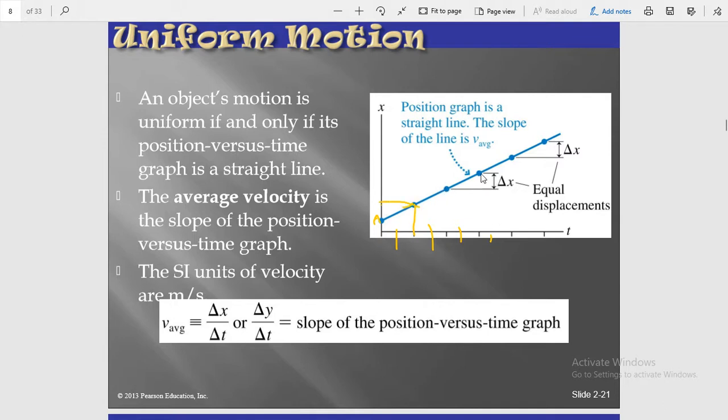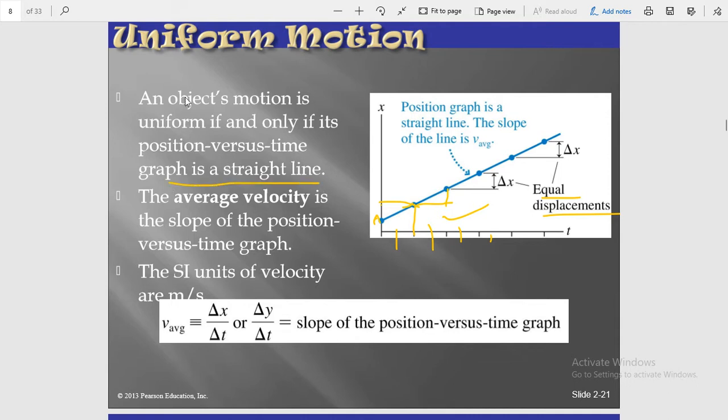Similarly, you can see here this displacement, or you can draw it along the direction. This is the displacement, this is the displacement, this is the displacement. So you can see in equal intervals it covers equal displacement. So this motion is known as uniform motion, equal displacements in equal time intervals. An object's motion is uniform if and only if its position versus time graph is a straight line.